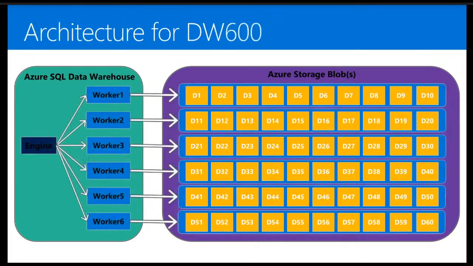But let's say I change the number of data warehouse units to 600. In that case, the engine is the same, but now it has access to 6 different workers and it can parallelize the work more. In the same way, if we increase the number of data warehouse units, we will have more workers. So this data warehouse unit becomes your unit, or degree, of parallelism in terms of how many workers are allocated to your engine.